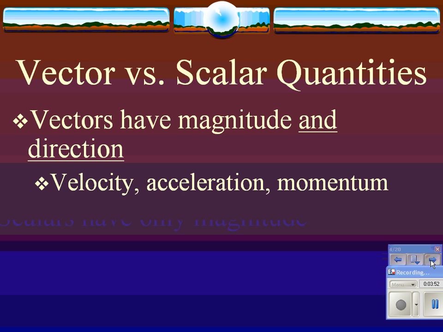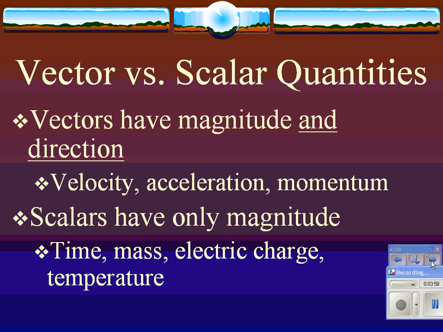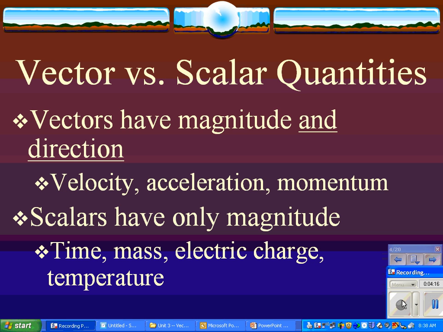A scalar quantity is something that can be described simply with a number, a numerical value, or a magnitude. Examples of that would be time, mass, electric charge, temperature. Those things are scalar quantities because they do not have a directional component to them. I can tell you the temperature and tell you it's 32 degrees outside. I don't have to tell you what direction it's 32 degrees.